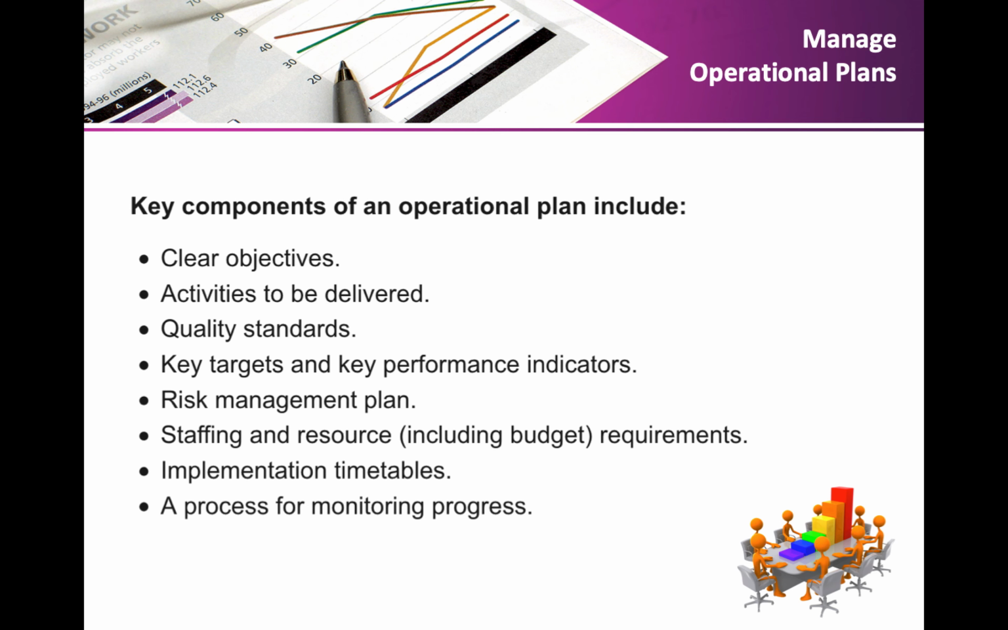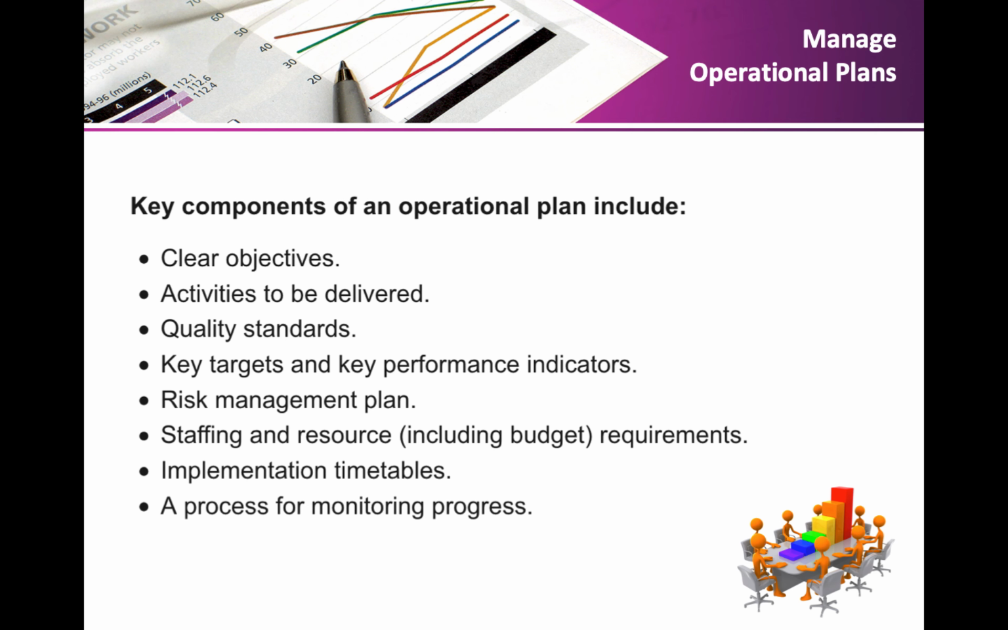So these are some of the key components of an operational plan. Number 1, objectives. Number 2, activities. Number 3, quality standards. Number 4, key targets. Number 5, key performance indicators. Number 6, risk management plan. Then we have staffing and resourcing requirements and timelines. And finally, a process for monitoring the progress. This is what an operational plan is all about.